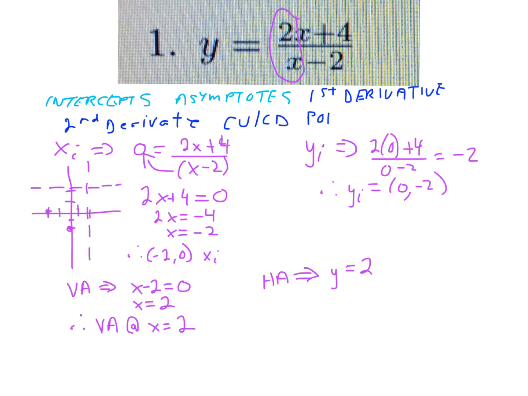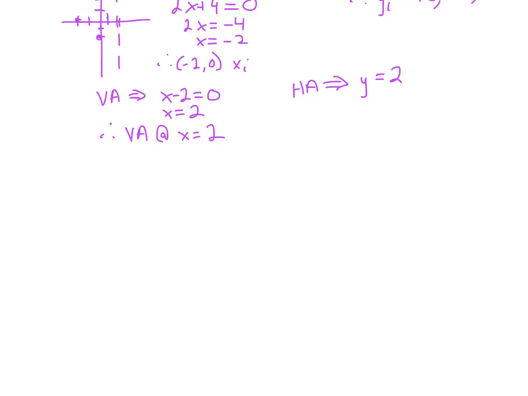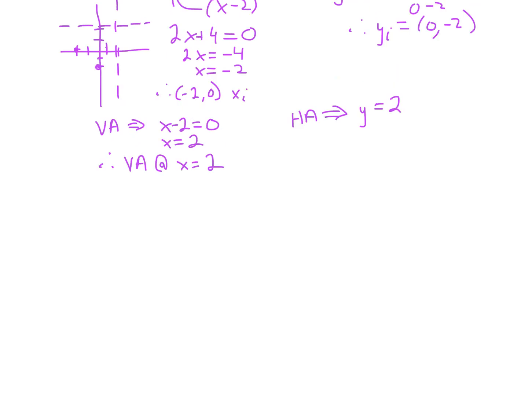So the next thing that we want to look into is, are there any critical points or turning points for this curve? And that means that we need to use the first derivative to find that out. Okay, so the first derivative is going to be y prime equals, we're going to do the quotient rule on this, so we're going to take the derivative of the top, which is 2, multiply by the bottom. We're going to subtract the derivative of the bottom, which is just 1, and multiply by the top.